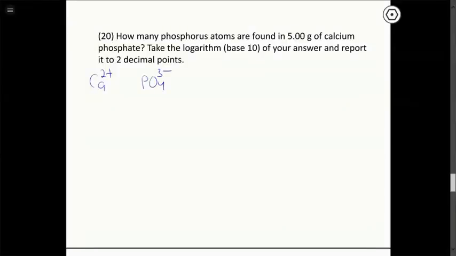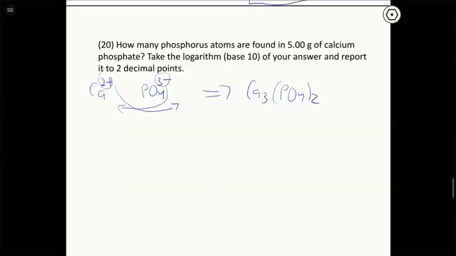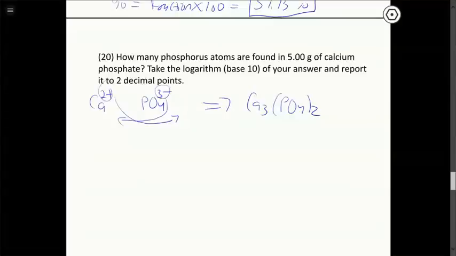So we have to remember our polyatomics again. Phosphate is PO4 3 minus. So we cross over the charges. And so that means the formula for this compound is going to be Ca3(PO4)2, calcium 3 and then PO4 taken twice. Okay, so that's the correct chemical formula for calcium phosphate. As part of this problem, we're going to need the molar mass. So as a quick review, the molar mass is the sum of the individual atomic masses.